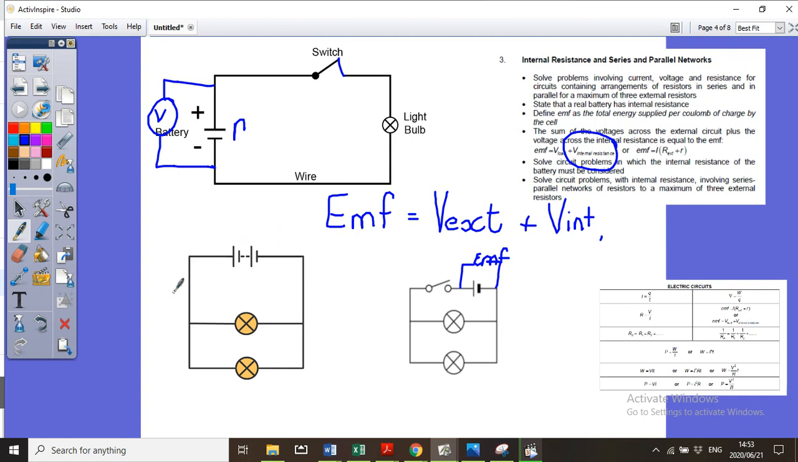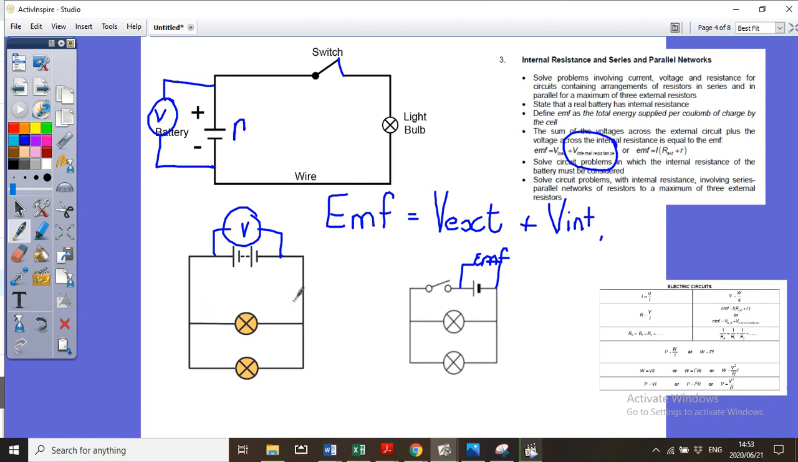Okay. Now, when it's a closed circuit, we need to see that it's not going to be the EMF. What is going to happen to this reading here? So if it was 4, is it still going to be 4? That's what we need to think about now. So you have to see what is the change.